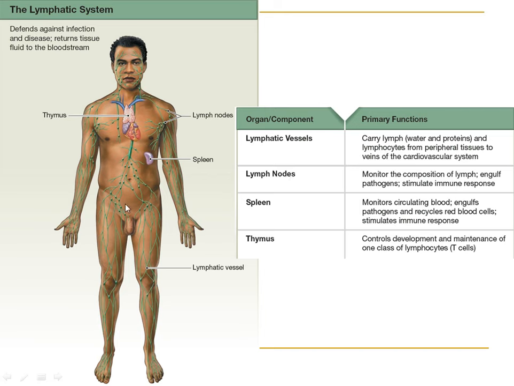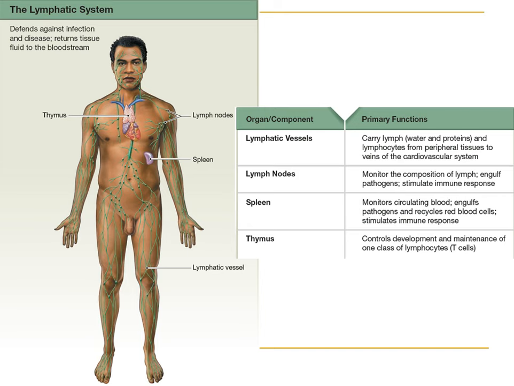Lymph nodes are actually the screening gates present in the root of the lymph vessels, where different lymphocytes are present, and they screen that lymph. If any pathogens are present, it stimulates the immune response. And the spleen is another component of the lymphatic system, which regulates the circulating blood. Another function of the spleen is that it is the graveyard of the RBC. After the death of the RBC, these are recycled at the spleen. So that is another function of the spleen.